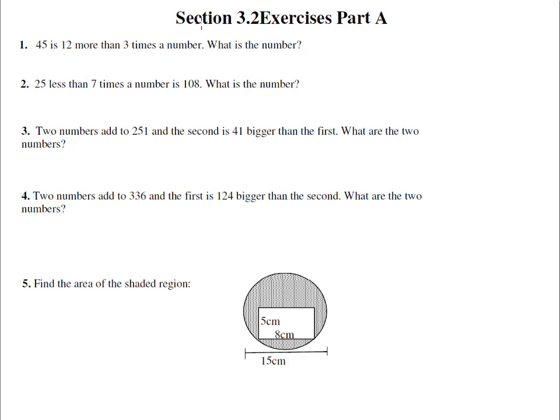Here we are in section 3.2 exercises part A with the solutions to numbers 1 through 5. Number 1, 45 is 12 more than 3 times a number.